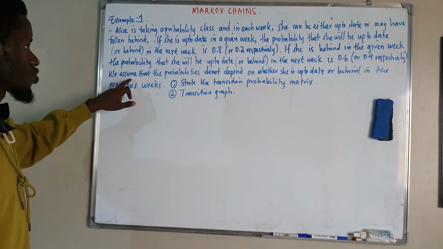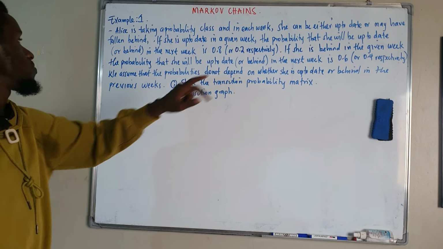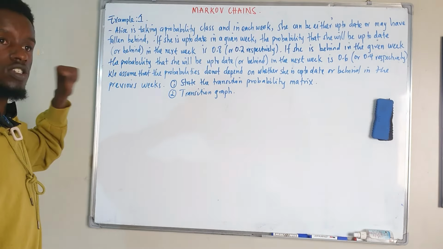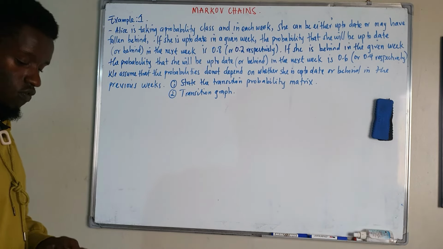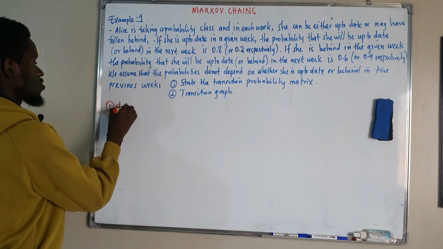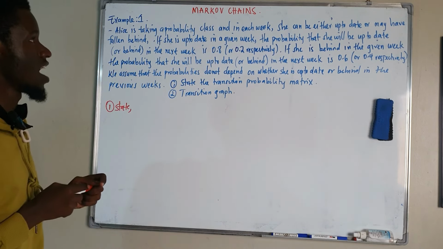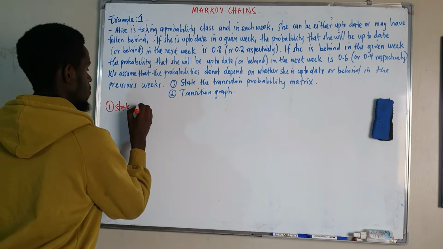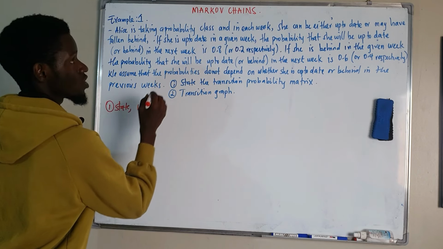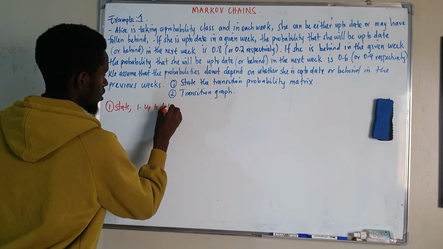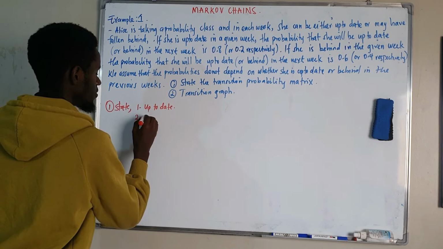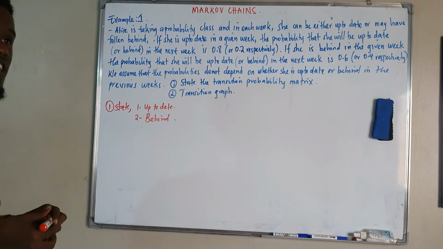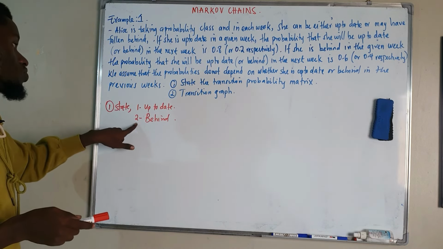Now, this statement, that the probabilities do not depend on whether she was up to date or behind in the previous weeks, gives us a view that we are talking about Markov chains, because in Markov chains the future depends on the current, not the past. The first thing you have to do is determine your states. From this question, the states are she's either going to be up to date or she's going to fall behind. Let state 1 be up to date, and state 2 be that she is behind. You have to first identify your states: state 1 is being up to date and state 2 is being behind.